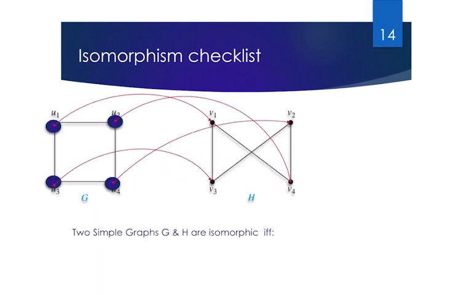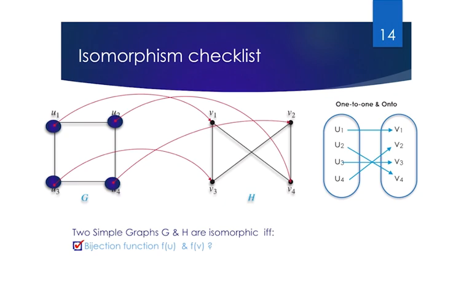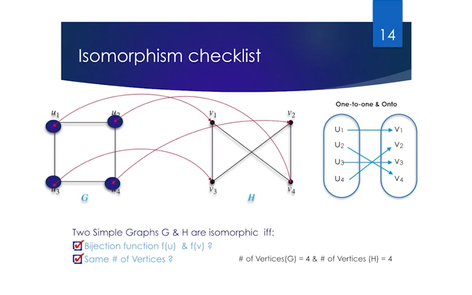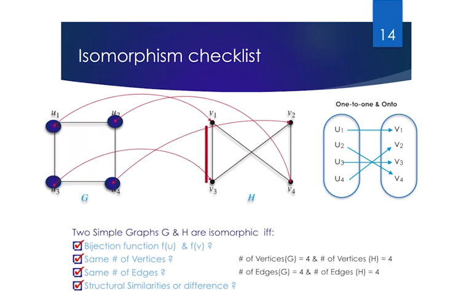u1 is mapped to v1, u2 is mapped to v4, u3 is mapped to v3, and u4 is mapped to v2. So all elements are paired with one distinct element from the set V, so it passes our first check. Is the number of vertices on both graphs the same? G has 4 vertices and H has 4 vertices, so it passes the second check. Do both graphs G and H have the same number of edges? Both have 4 edges, so it passes the third check.